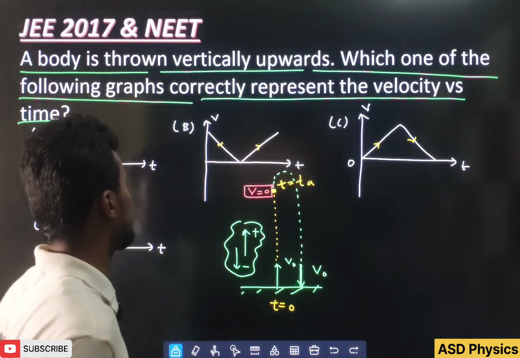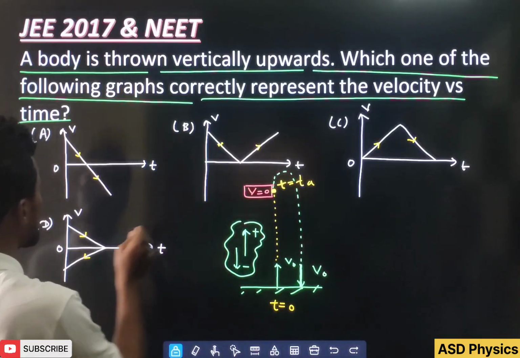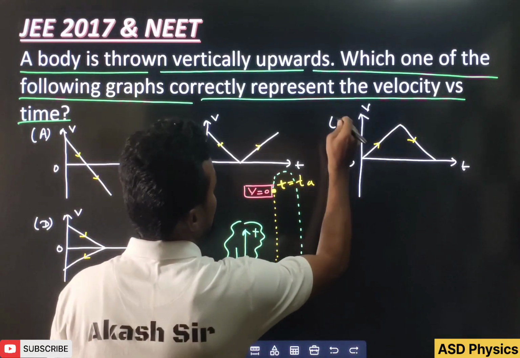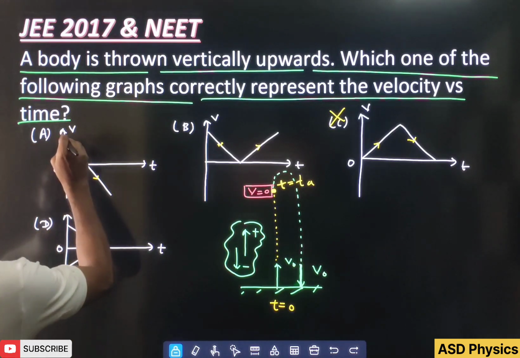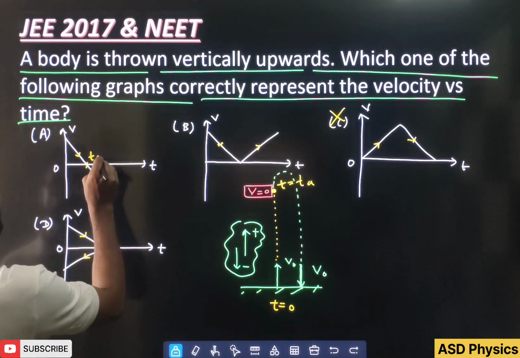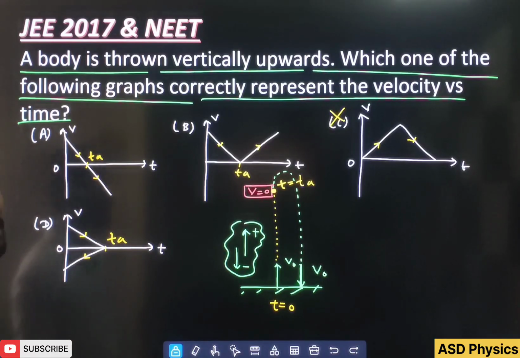Which velocity? Positive velocity. Okay. So see here, from where to where the velocities keep on decreasing. Here velocity is decreasing, here velocity is decreasing, here increasing. So anyhow, option C is not possible. Maybe A, B and D are possible, because velocity decreasing, we can write as time of ascent. Here time of ascent, here also time of ascent. So any possibility for A, B and D.